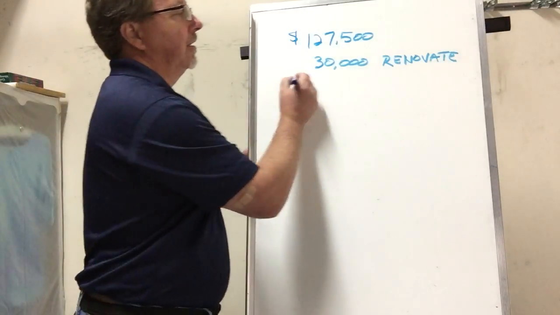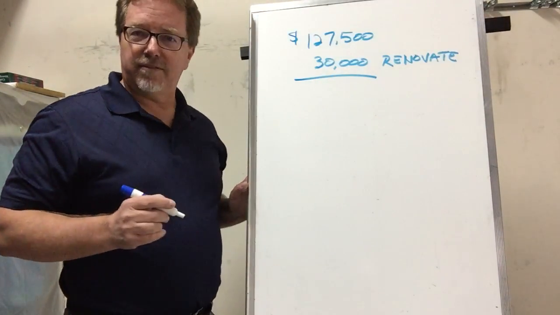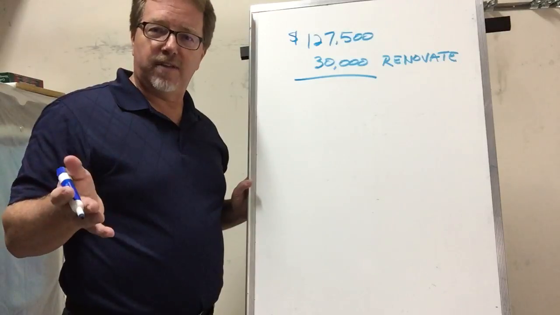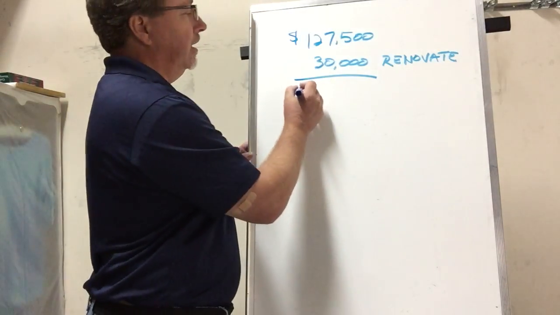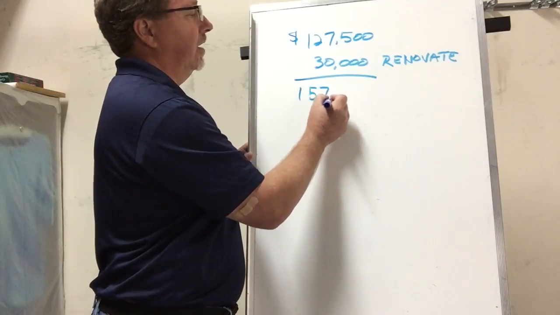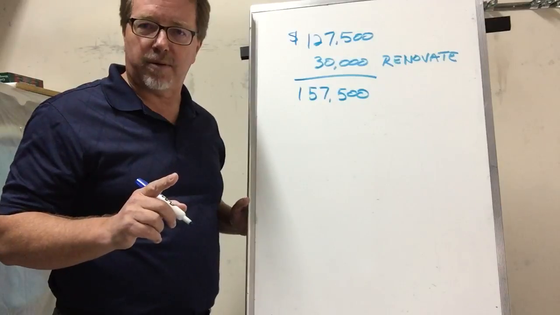So in this case, you spent $127,500 to buy it. You renovated it before you even got your first tenant in. That's 30 grand. So your all-in cost is now $157,500. That's the true cost of this property.